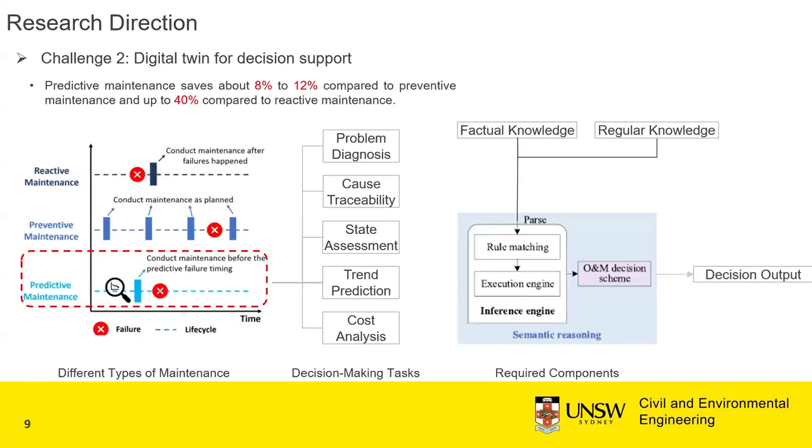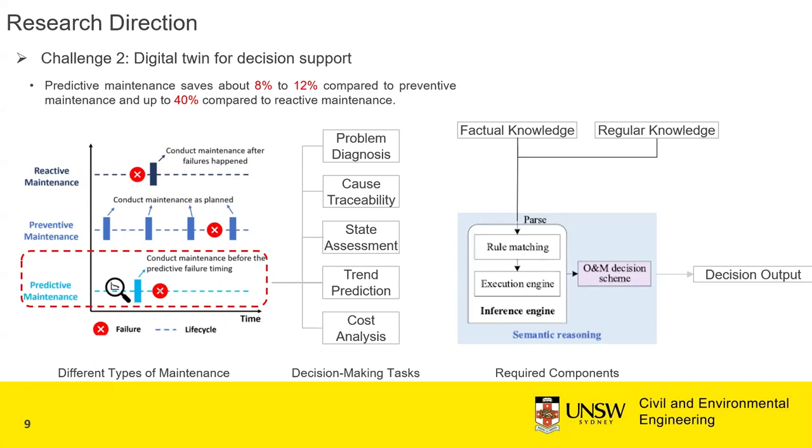The second challenge is the decision making of the digital twin. I introduced the maintenance of the infrastructure before, but maintenance can be divided into three kinds of strategy: reactive maintenance, preventive maintenance, and predictive maintenance. Among them, predictive maintenance can have higher efficiency and can save a lot more money. So that's what we are trying to focus on.